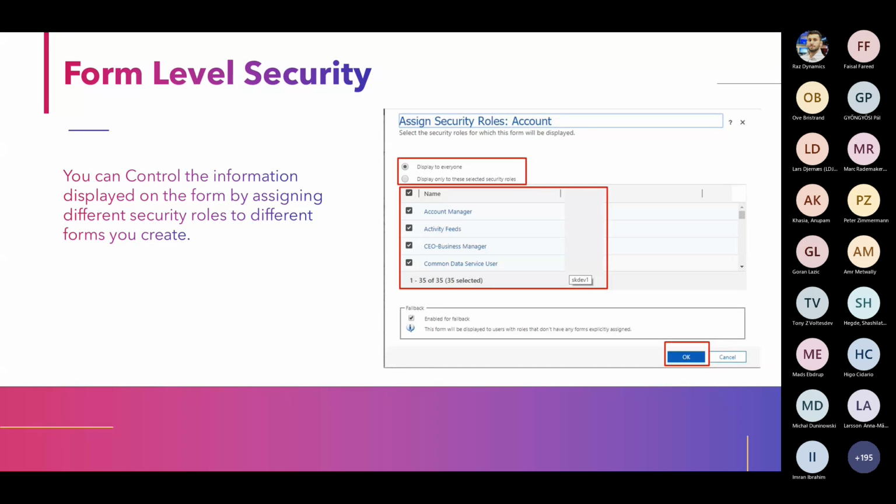You can see in this picture, when you create multiple forms, you can manage the security or hide and show of the form based on the security. Either you want to display it to everyone, or you want to display it based on the security role. If I choose everyone, the form will be displayed to all. If I choose a particular security role, then it will be displayed to the users who have that role. All right, so this is form level security.